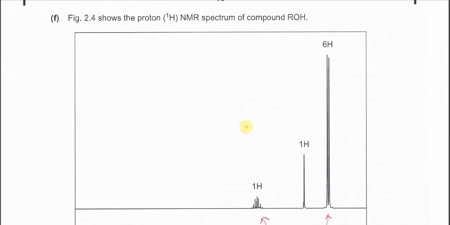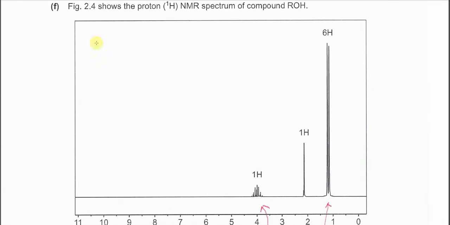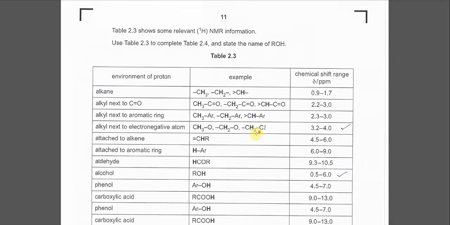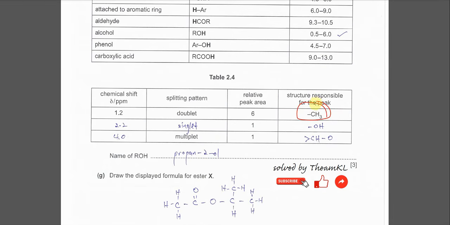Now part F, we have this proton NMR. Try to draw the structure to explain which is more effective. This is the alcohol that produced this NMR spectrum. First, how are these doublets produced? These doublets are produced from the methyl group, and you can get this info from the table here. It says methyl forms a doublet, and there are 6 protons, so that means 2 methyl groups.